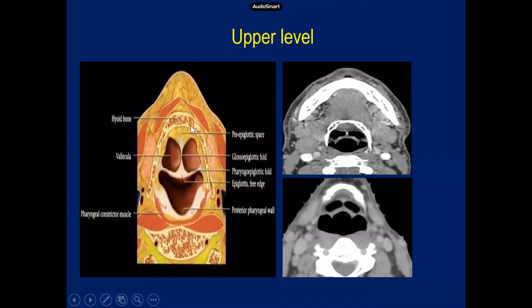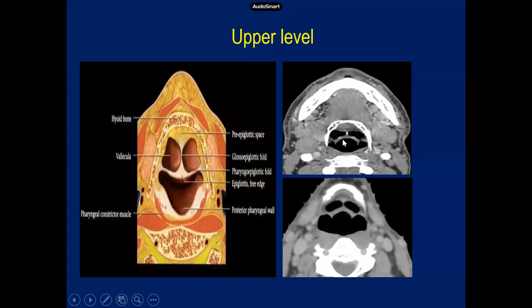So this is the hyoid bone. This cadaveric section shows the hyoid bone. This is the vallecula. This is the median glossoepiglottic fold, a membrane and fold between the hyoid and the epiglottis. And lateral to this is the vallecula, and this is the epiglottis. Posterior to the epiglottis is the free edge of the epiglottis.